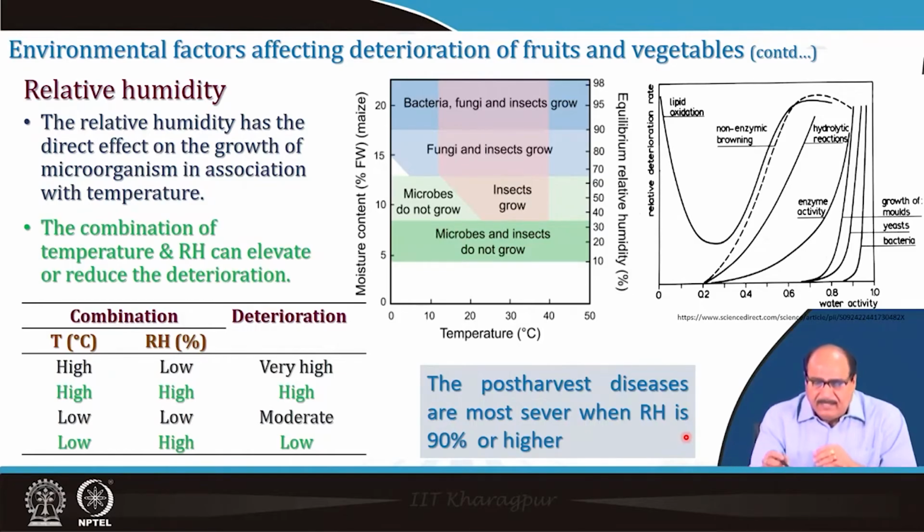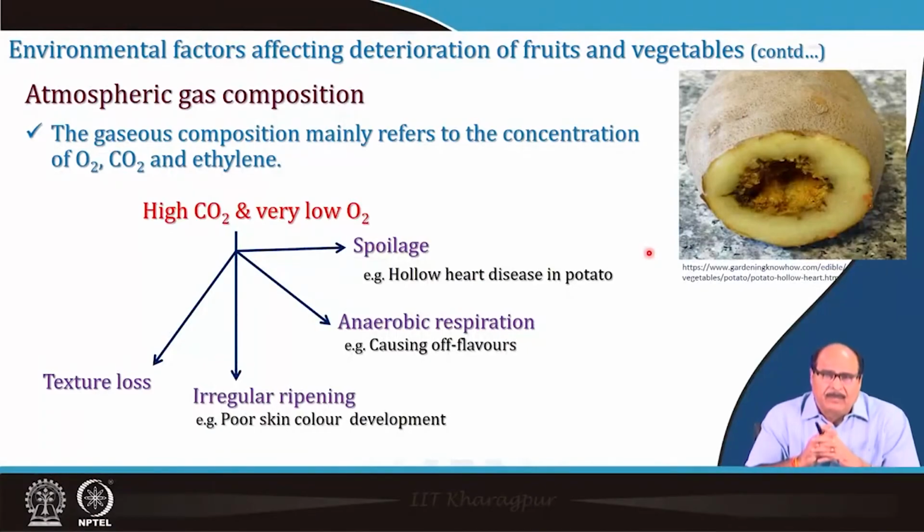And in the figure you can see how the temperature and moisture content influence the growth of microorganisms, insects, etc. It also shows how water activity, the presence of water in the material, and equilibrium relative humidity influence the growth, oxidation reactions, browning reactions, hydrolytic reactions and enzymatic activity. All these things are shown in this figure. So it shows that relative humidity is a very important factor, and together with temperature it influences post harvest diseases, which are most severe when the relative humidity is 90% or higher. Particularly because at 90% or higher relative humidity, microbiological organisms like fungi find a suitable environment for their growth.